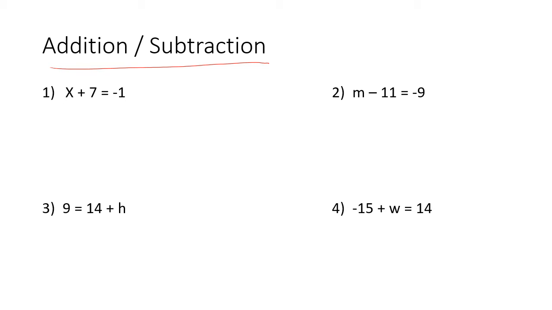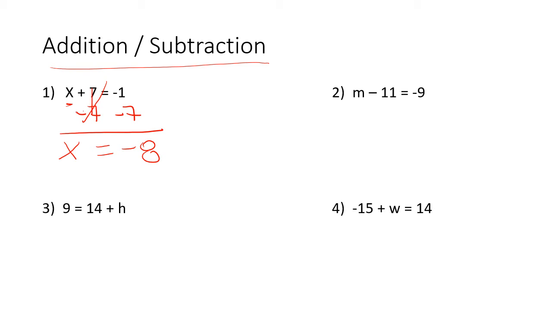Let's look at number 1. x plus 7 equals -1. We're going to find the variable and see what's happening to it. 7 is being added to it. The inverse operation of addition is subtraction, so we are going to subtract 7 on both sides. When we do that, the 7's cancel. We are left with x equals -8.